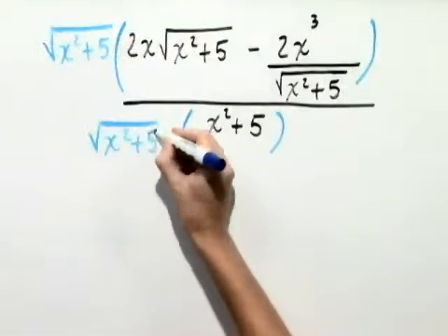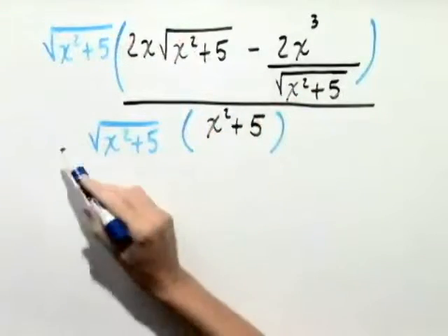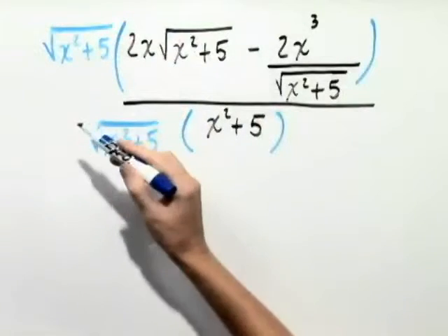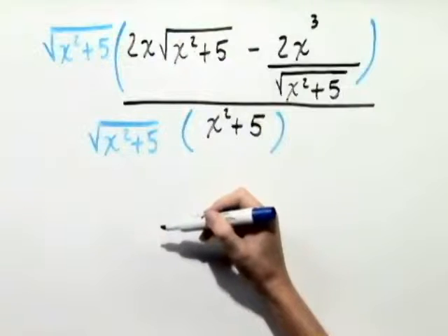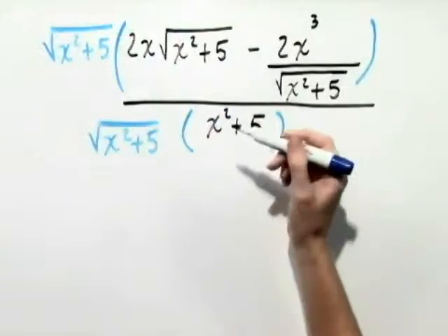So we're really taking our original expression written in black, and we're multiplying it by the square root of x squared plus 5 over the square root of x squared plus 5, which is simply like multiplying through by 1. So we're not changing the meaning of the expression. So let's multiply through now.